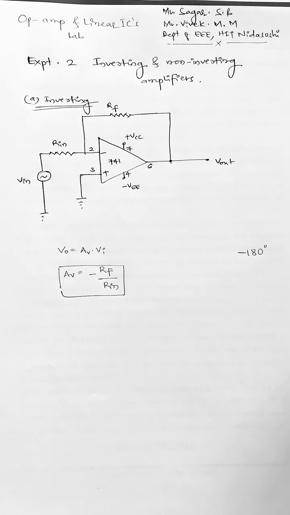Now in this experiment, we are connecting the input to the inverting input terminal. We will apply the frequency through a signal generator, and for a number of frequencies we will note down the output voltage. We will calculate the voltage gain, that is V out by V in. Then we will convert it into decibels, and we will plot it on semilog paper, and we call it the frequency response of an inverting amplifier.